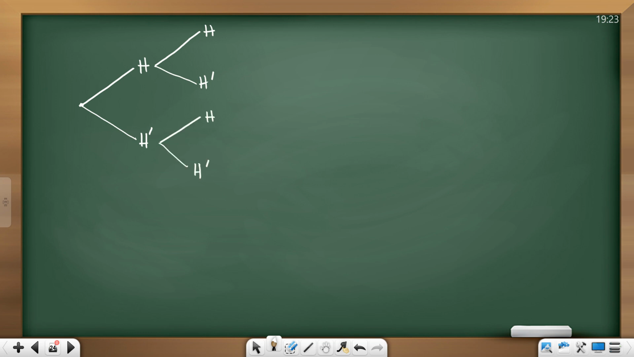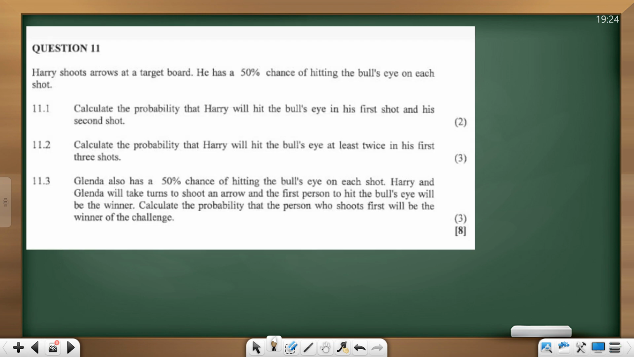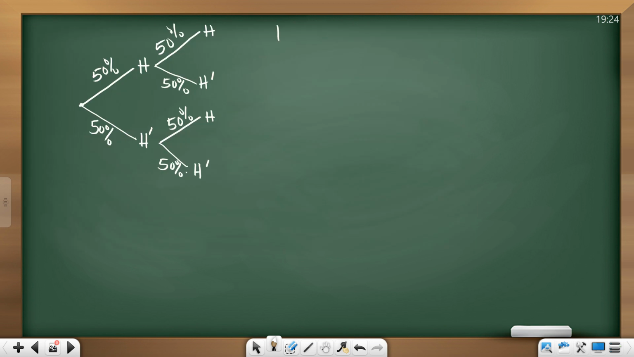Together, guys. What is the percentage? 50%. Basically, everything is 50. Right. Again, 50%. And all right, what is the question? That he will hit first and second. Okay, probability that it will be HH.